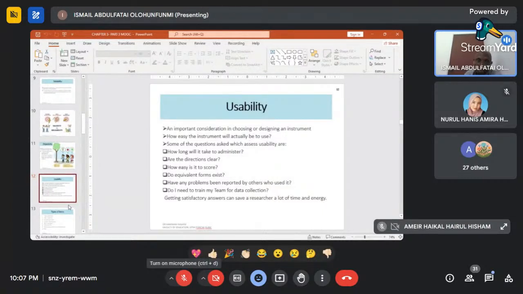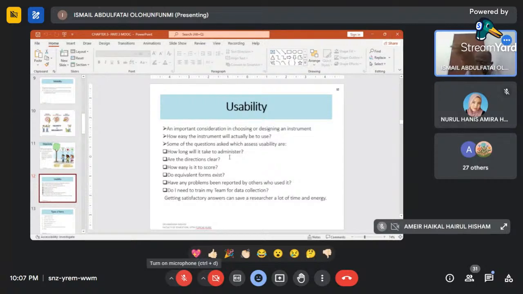The next one is usability, meaning that the question you want to use to collect data must be usable, must be easy to use, must be clear, must be easy to score. You get my point now? All this is what is called usability. It must not be difficult, it must be easy. You must not have problems when you want to report the outcome. So that's what is called usability.